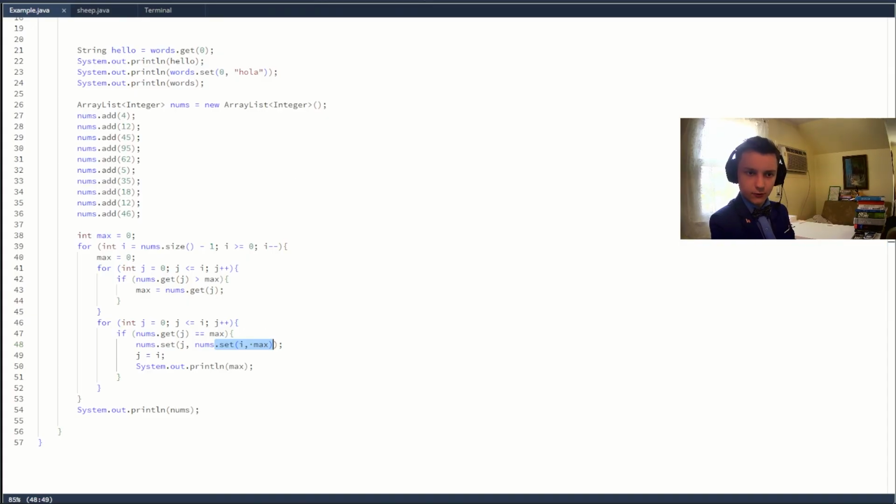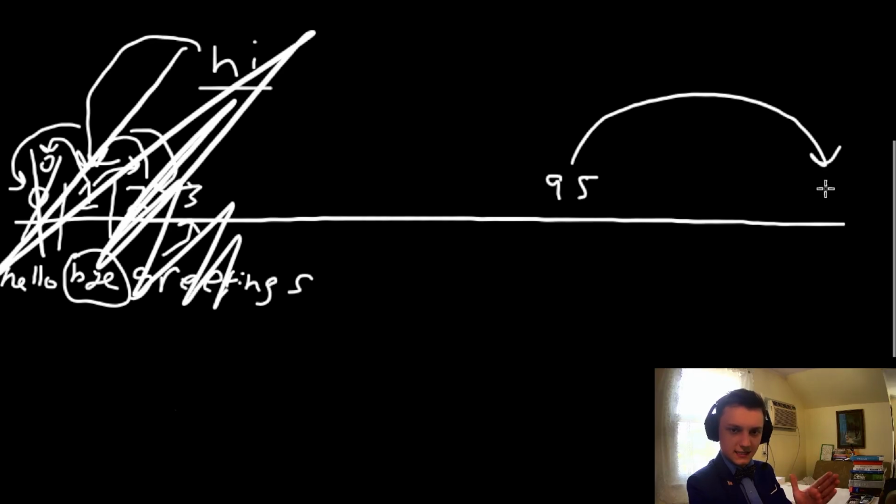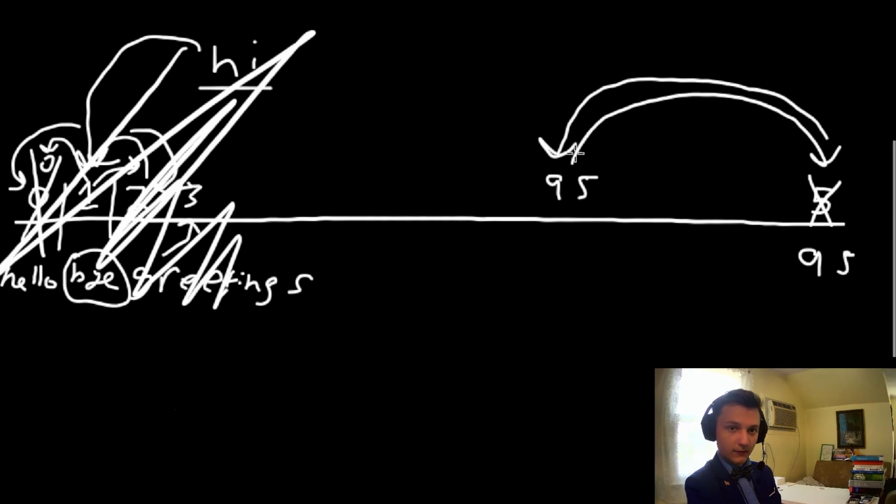Let me illustrate for you what's going on here. So ignore this now. If I am iterating through my array and I find the highest number, 95, and it's at index like 6, I want to put that at the back of the array. But let's say there's a 5 here at the back of the array. If I put my 95 there, I'm going to delete the 5 and overwrite it with a 95. But I don't want to lose the 5. I want the 5 to switch places with this guy so that I can preserve that bit of data. That's what's going on here.